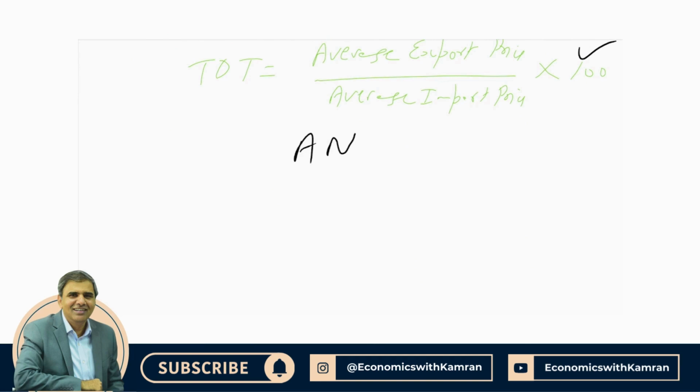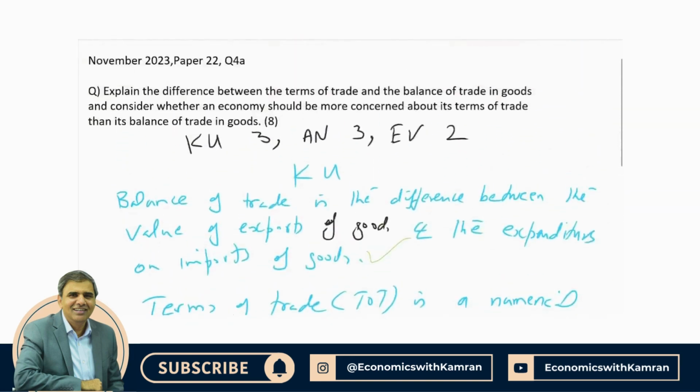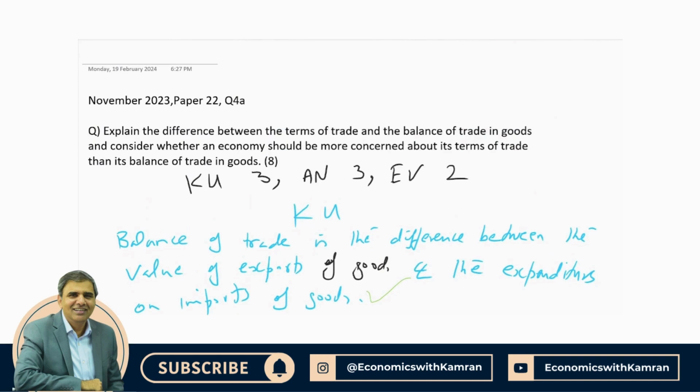Analysis is again worth 3 marks. So we look at the question again. Explain the difference between terms of trade and the balance of trade in goods. We have answered that part, that's the knowledge and understanding part. Consider whether an economy should be more concerned about its terms of trade than its balance of trade. So we now analyze what could be the potential problems for an economy, for a country, if its terms of trade changes or when its balance of trade in goods changes. What would be the problem? The analysis of those problems would give us 3 marks.